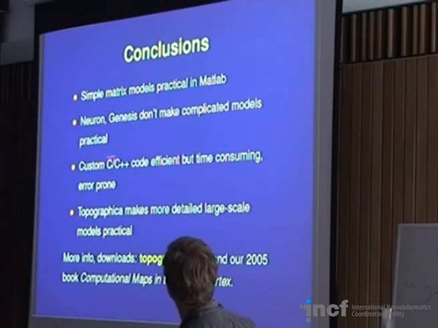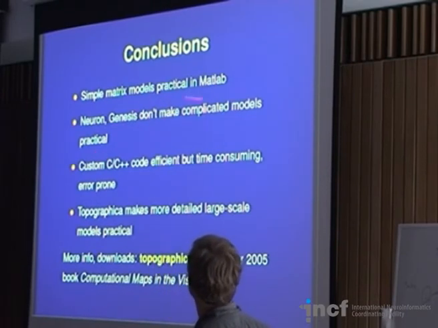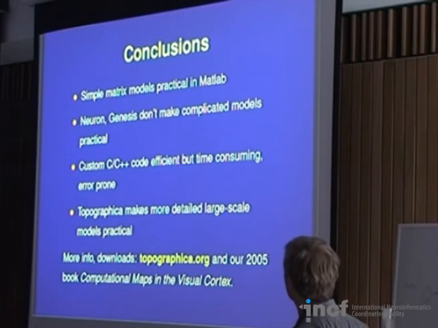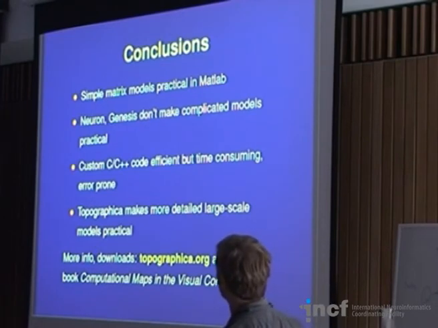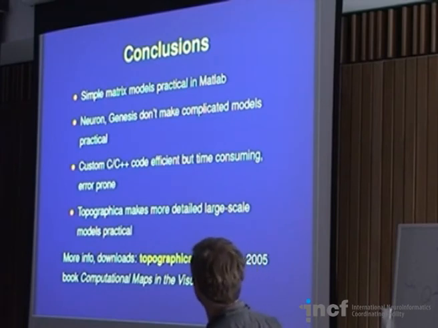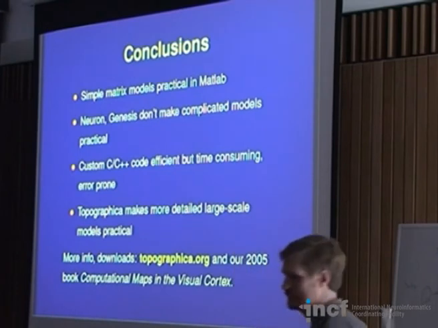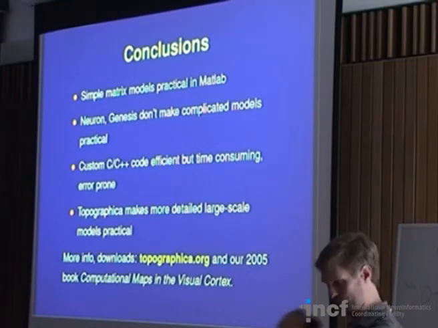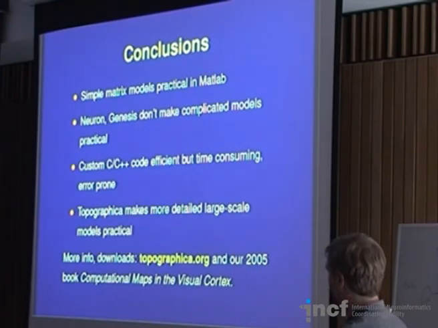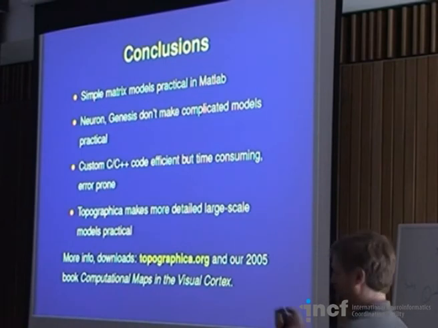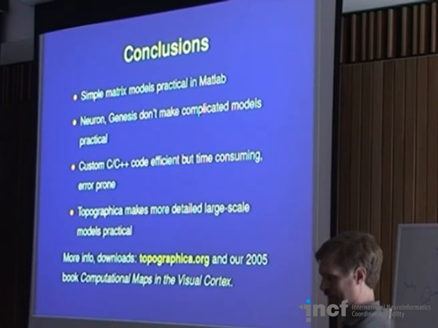The simple message is you can do a map model anytime, any kind of map model you want. You can do it in MATLAB, but the more complicated it is, the less it's going to work. You can do it in Neuron and Genesis, but they don't help with complicated models. You can write your own code, but don't do that. Instead, use this, and you'll use this for your tutorial. I'll also show you how to interface between Topographica and Nest, which is the same as interfacing between Topographica and Neuron. I don't know how to interface between Topographica and Moose, but I assume it's possible in similar ways.